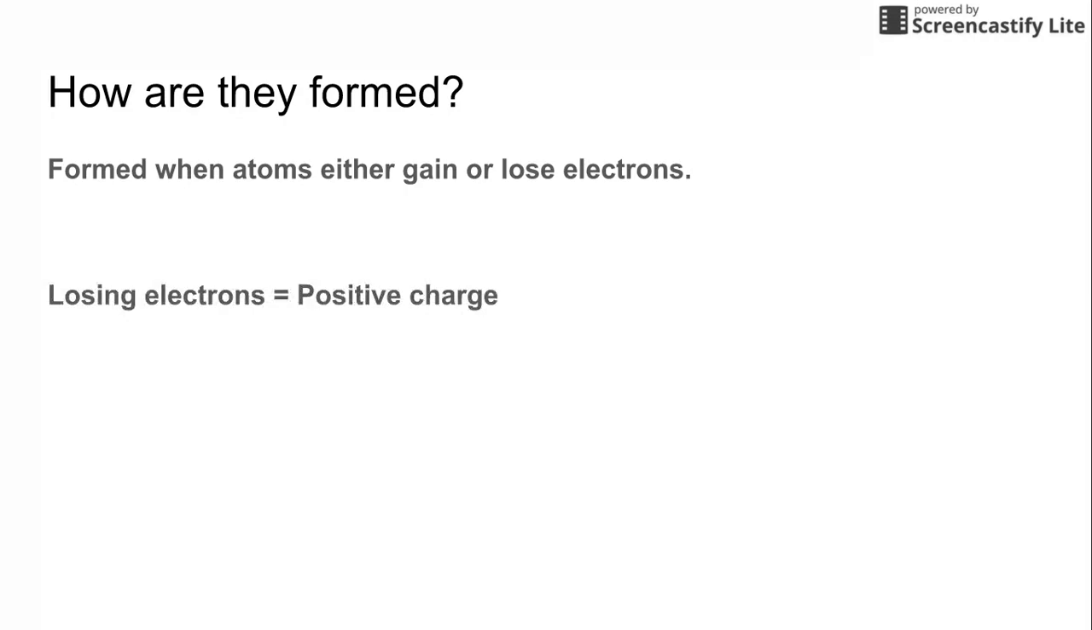If it loses electrons, it becomes a positively charged ion. If it gains electrons, it becomes a negatively charged ion. And this is because the electrons control that charge by bringing in that negative charge.